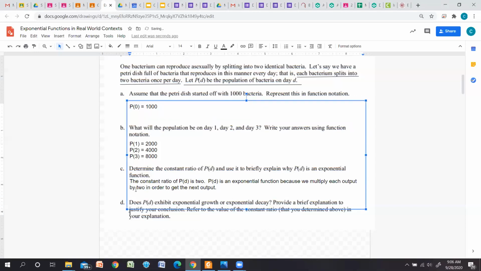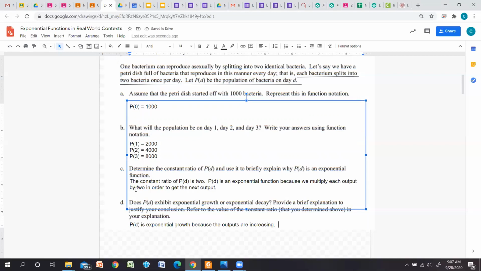All right, the last question, does P of D exhibit exponential growth or decay? Provide a brief explanation to justify your conclusion. Refer to the constant ratio. Okay, so we could say that P of D is exponential growth because the outputs are increasing. That's one way to say it.